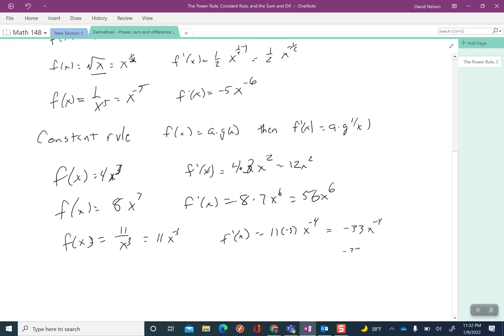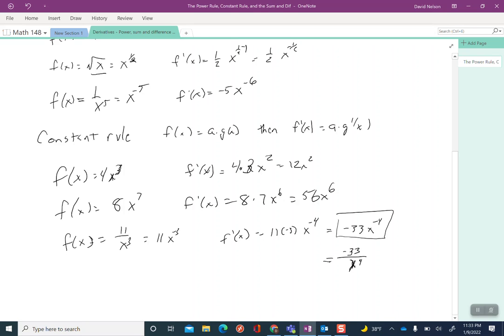If you want to, you can also write it as negative 33 over x to the 4. You can move that x to the minus 4 down to the bottom. But I believe most software will recognize negative 33x to the minus 4 as the answer. You don't have to rewrite it as negative 33 over x to the 4. A lot of times that'll get recognized as the correct answer in there.